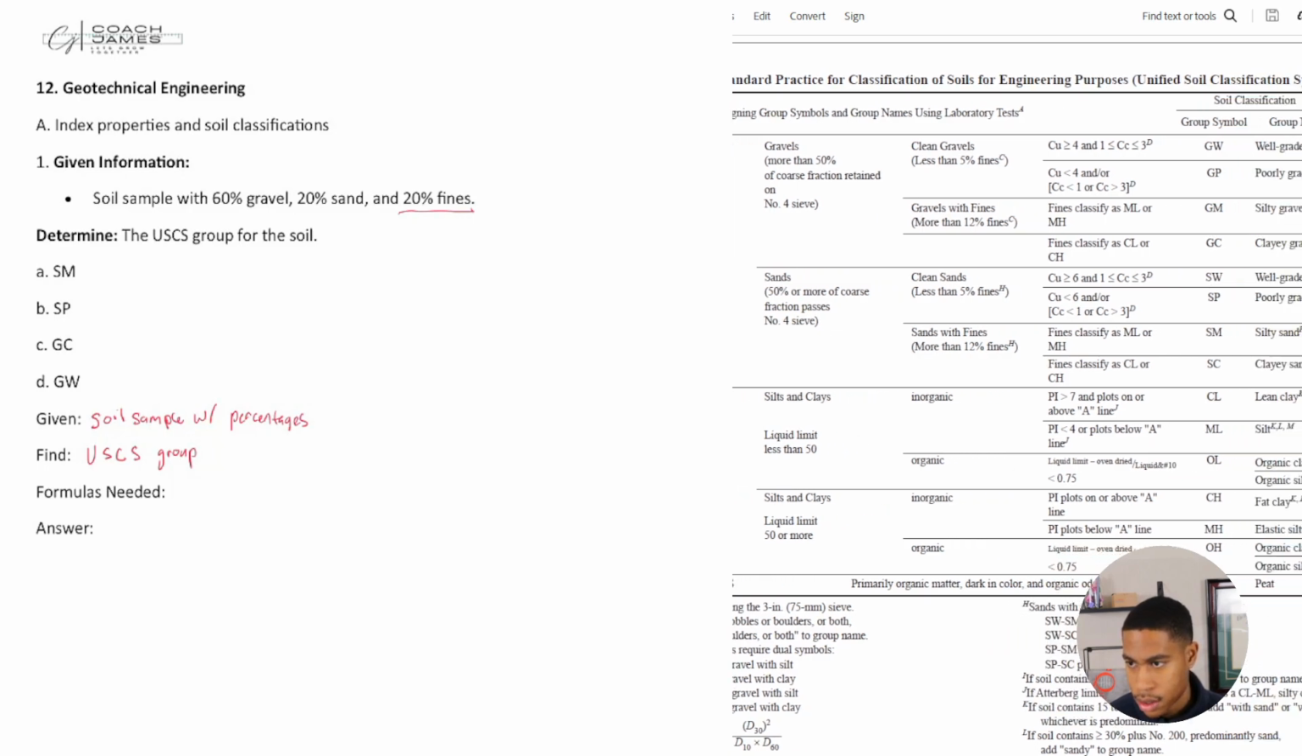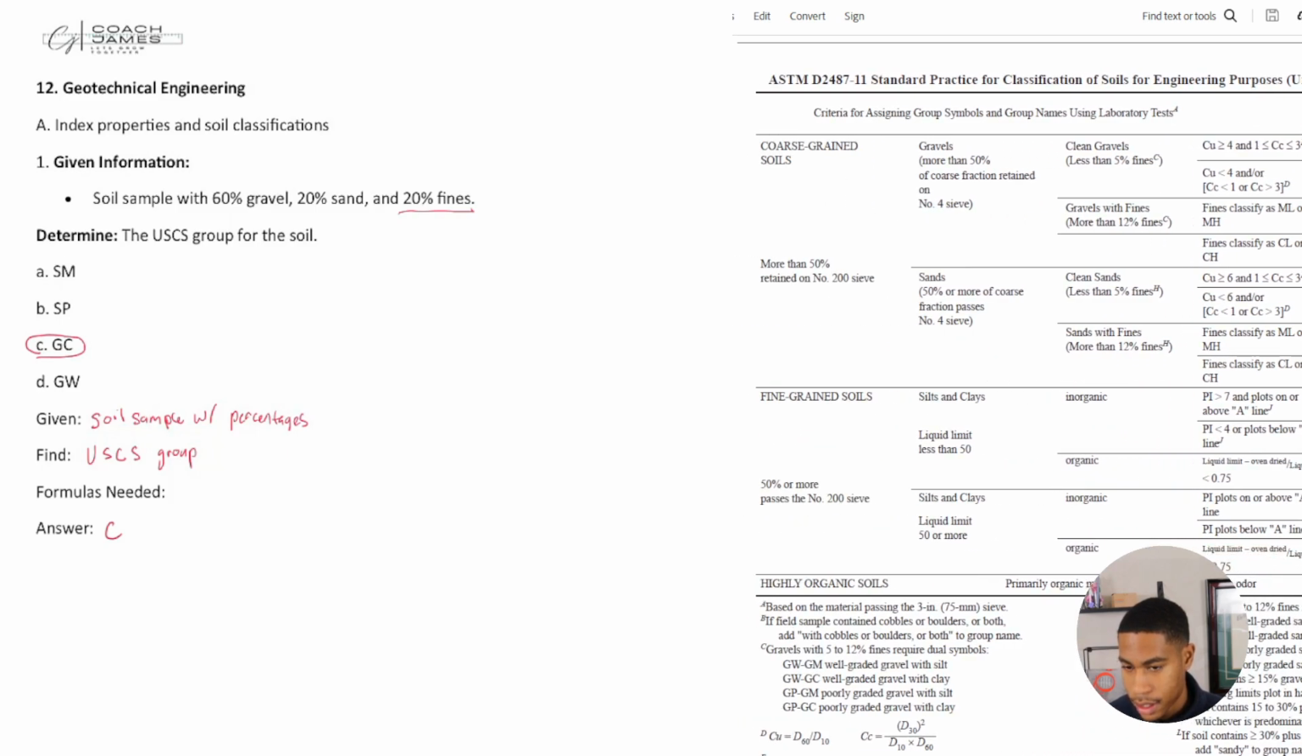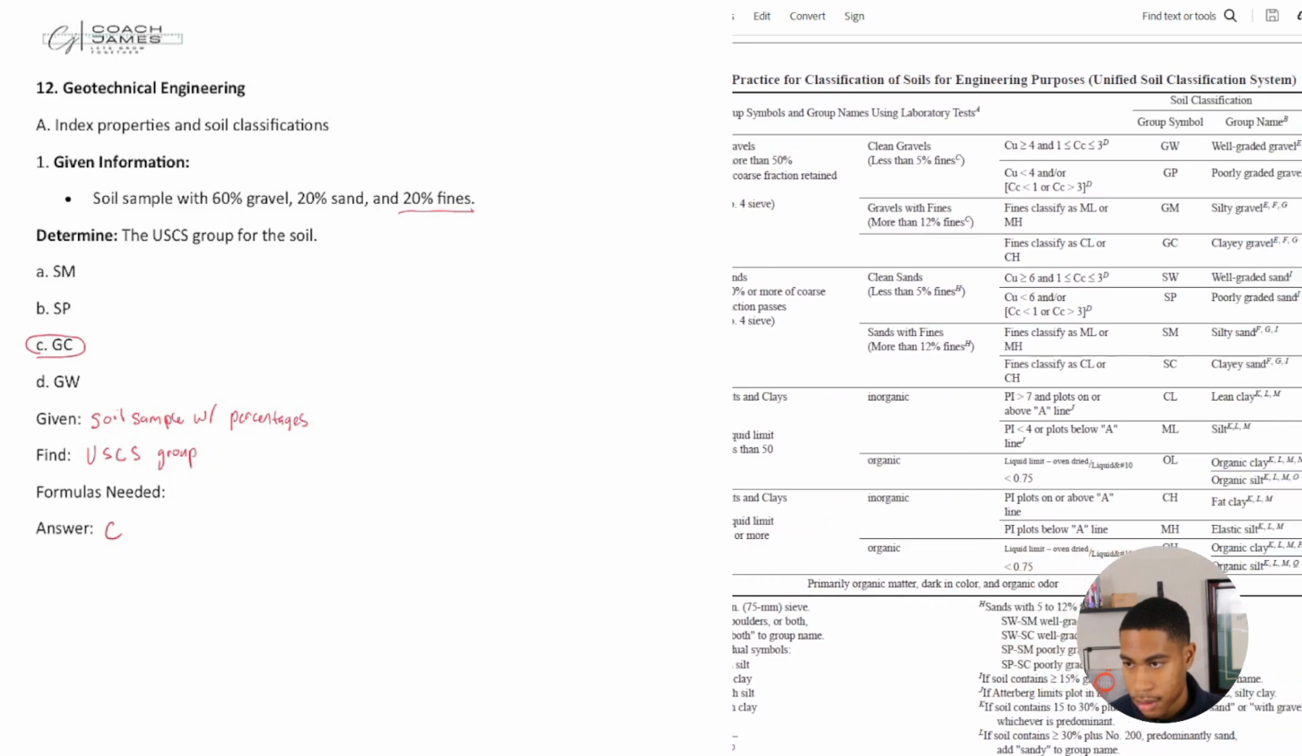And what does that mean, right? It's either GM, which is silty gravel, or GC, clayey gravel. So if I look at my answer choices, I don't see GM on there. I just see GC. So I know that it's going to be C. So you will need to know how to read this chart just based off the percentages and information that they give you, right? Pretty simple.